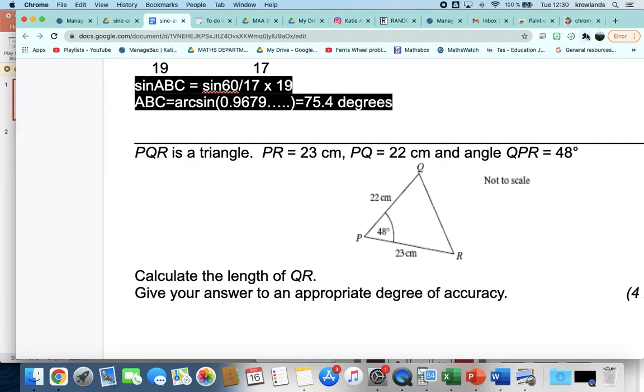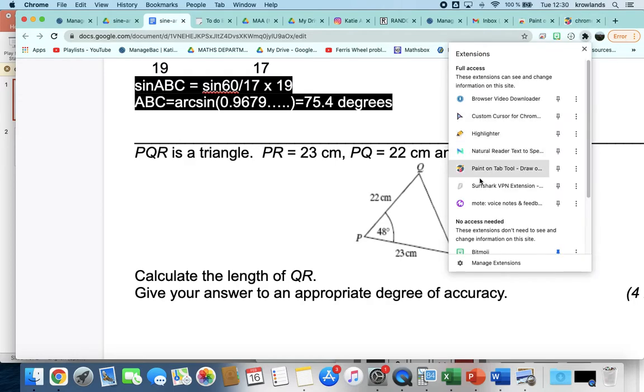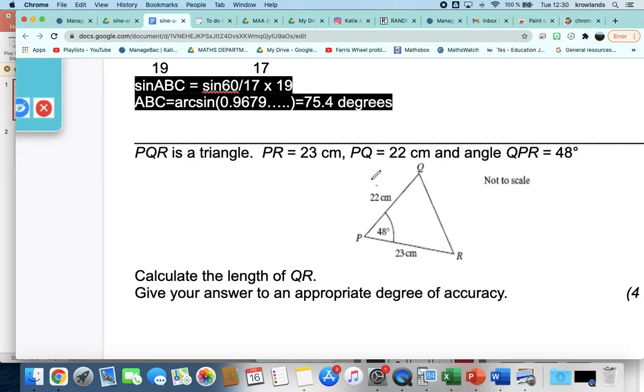Like before, we need to label the different sides. So let's label these. We've got S, A, S. Now this is clearly a SAS triangle. So as before, we're going to be using the cosine rule. We ask ourselves, what are we trying to find? We're trying to find QR, which is a side.